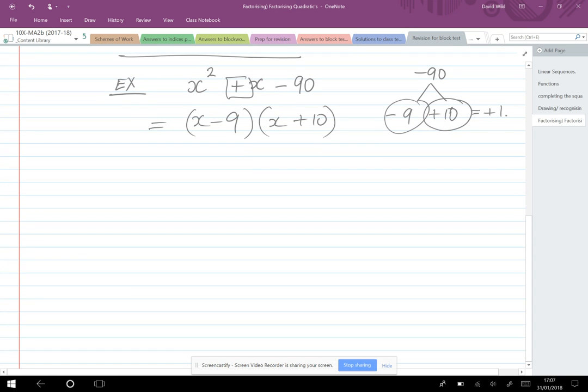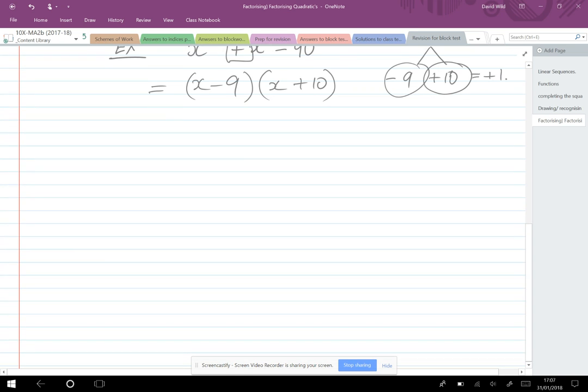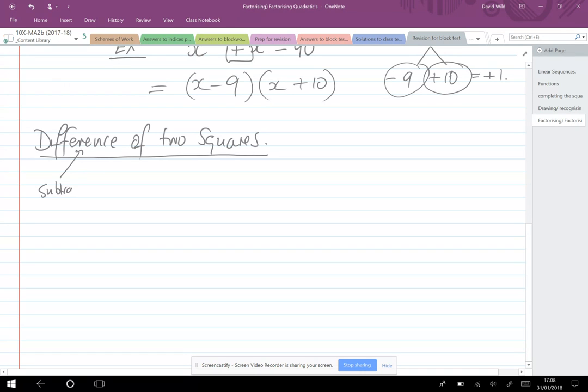Right, we're going to do the difference of two squares now. What do we mean by difference of two squares? Well, the word difference means subtraction, and two squares is one square and another square. In other words, square numbers.